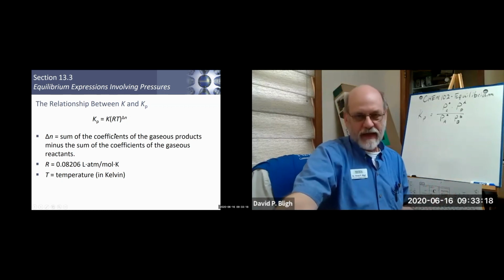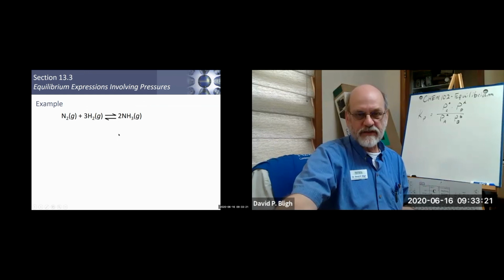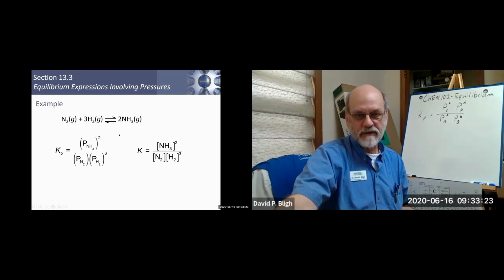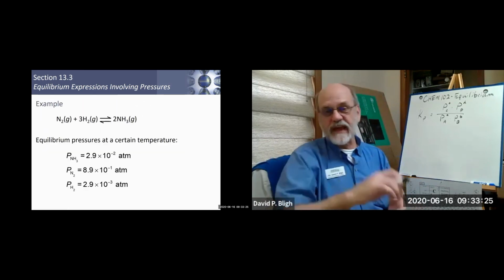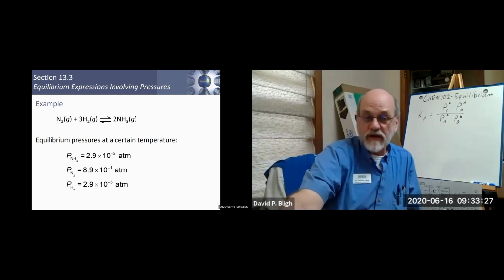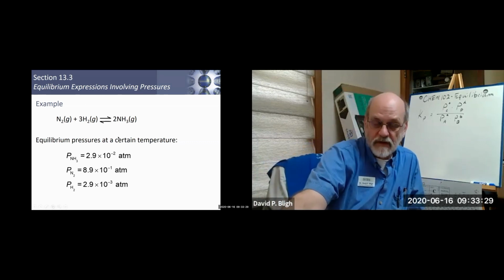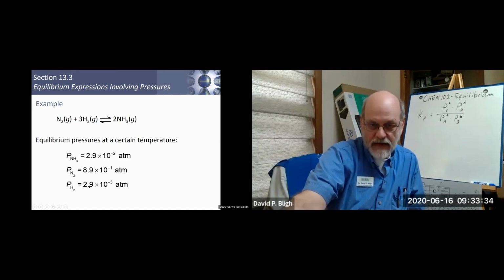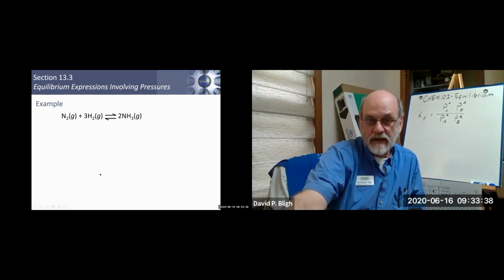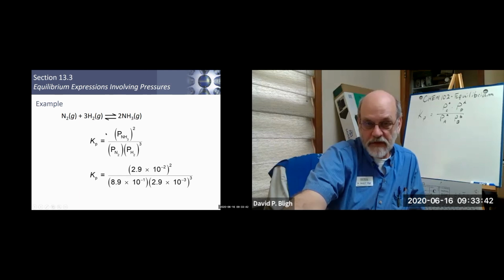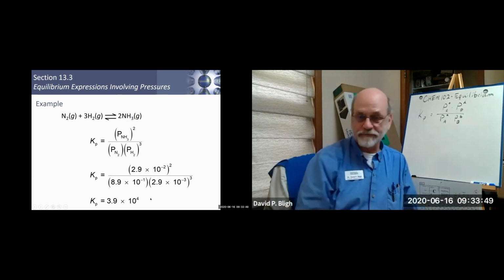So we'll come back to that. Let's go back and finish these other slides first. So in this case, if we have these values that are determined at a given temperature and atmospheric pressure for ammonia, nitrogen, hydrogen, this is at equilibrium, then all we have to do is plug those values into the expression and calculate Kp, which is 3.9 times 10 to the fourth.